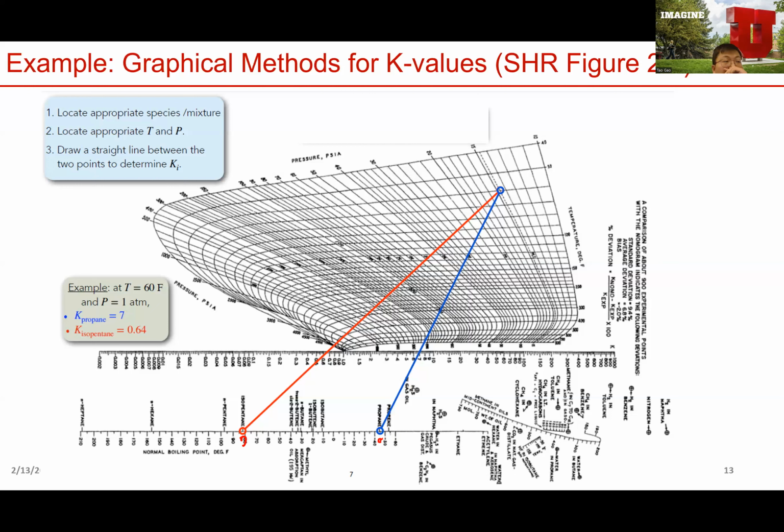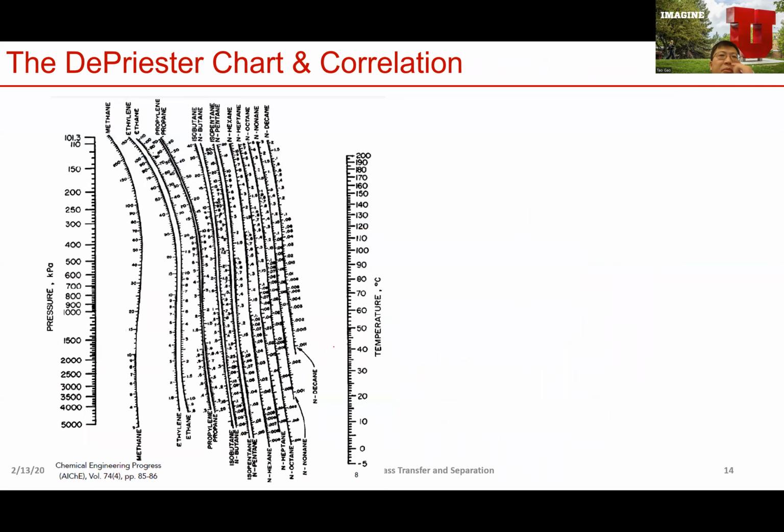And this is useful when you don't have access to a computer, for example, when you do homework or when you do exam problems. Then there's another way to get the K value, which is called the de Priester chart correlation, where you have three sets of axes. The left one gives you the pressure, and the right one gives you the temperature, and all the axes in the middle give you the K value for different chemical species.